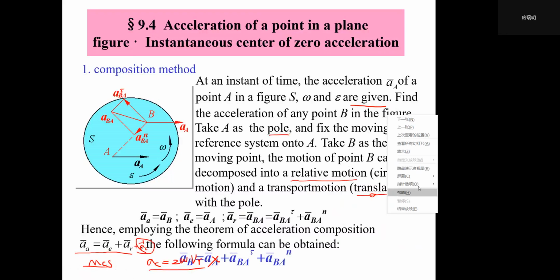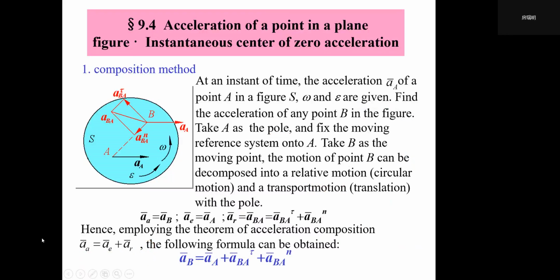If I clean what I wrote on screen, you will find this is our final result, right? And I should repeat that the magnitude of ABA tau equals alpha AB, here we just use epsilon AB, times LAB. And ABA n will equal omega AB squared times LAB. We can use the velocity theorem. We just finished a typical example where we can use 3 methods to find omega AB, right?